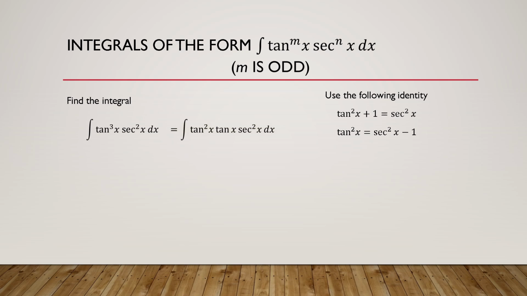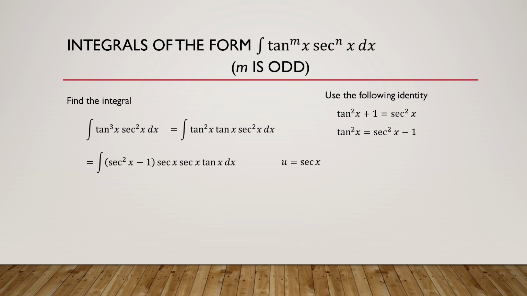Then we split tangent cubed x into tangent squared x times tangent x, so we can substitute tangent squared x for secant squared x minus 1. I'm also going to split the secant squared into secant x times secant x and arrange it so that secant x tangent x dx is at the end of the integral.